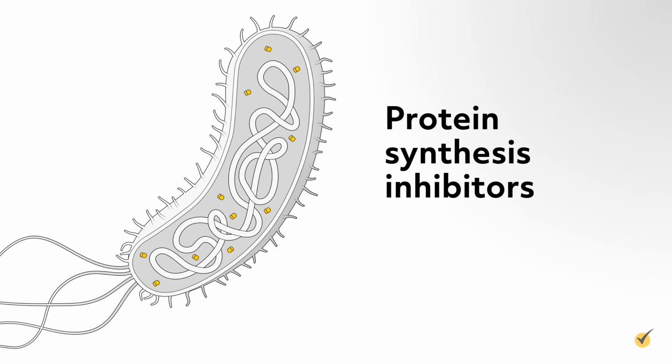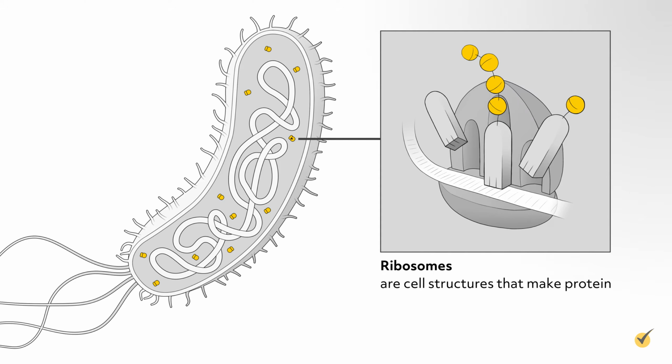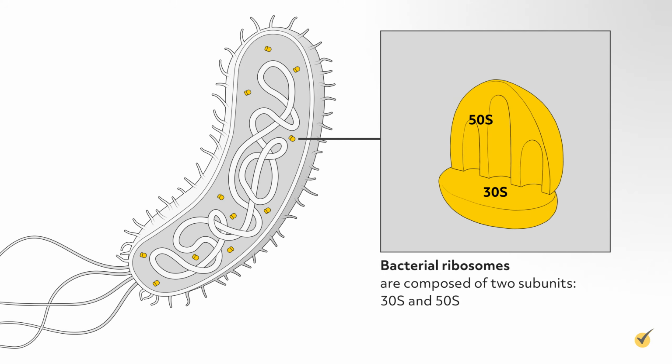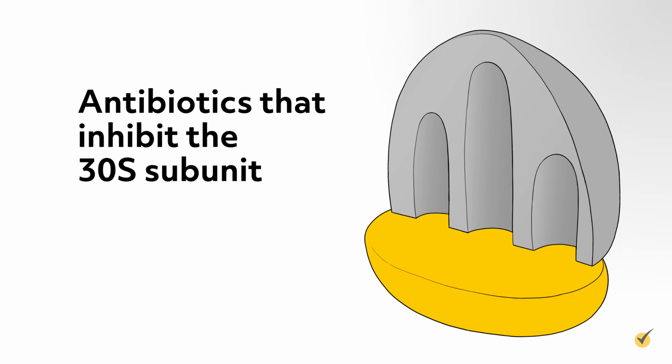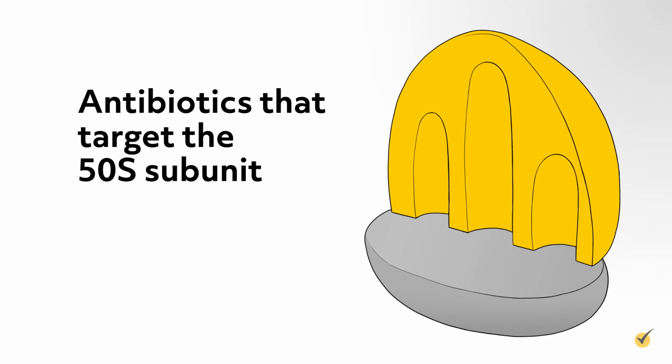Next, you have protein synthesis inhibitors. This is a diverse group of antibiotics that all affect protein synthesis at the ribosomal level. Remember, ribosomes are cell structures that make protein. Bacterial ribosomes are composed of two subunits, 30S and 50S. Antibiotics that inhibit the 30S subunit include aminoglycosides, such as gentamicin, and tetracyclines. Antibiotics that target the 50S subunit include macrolides, clindamycin, and linezolid.